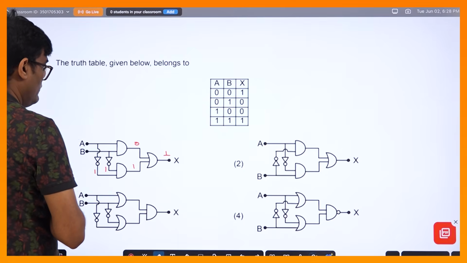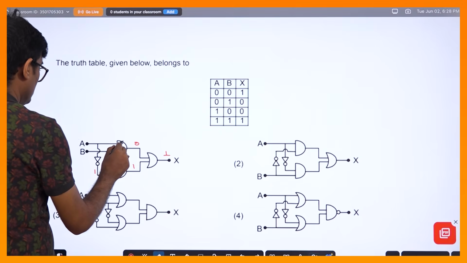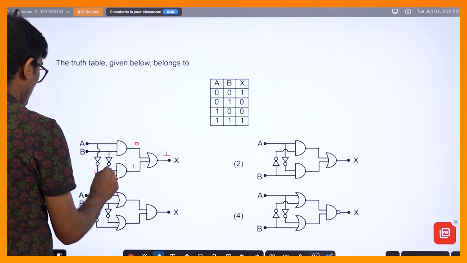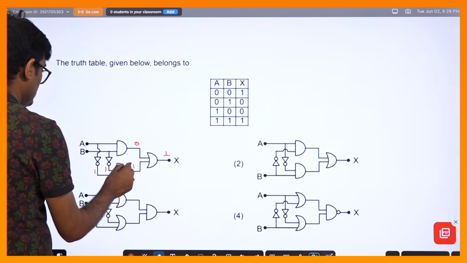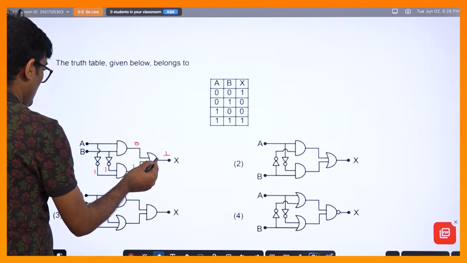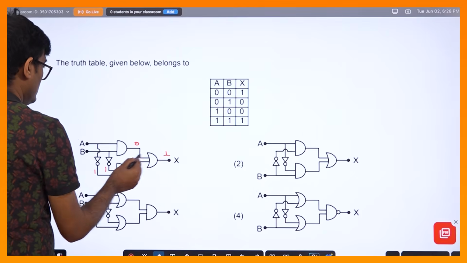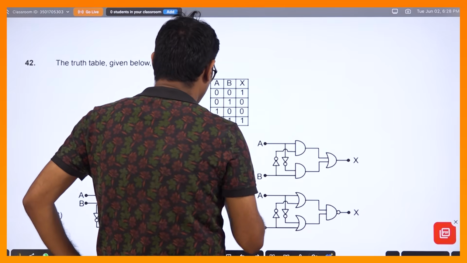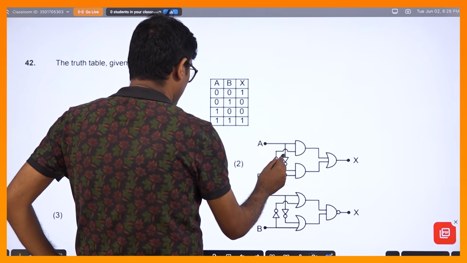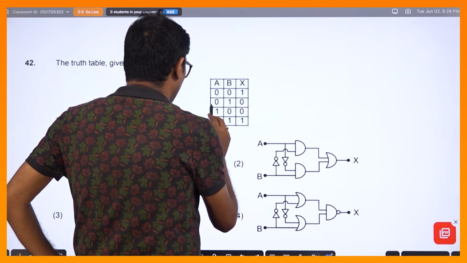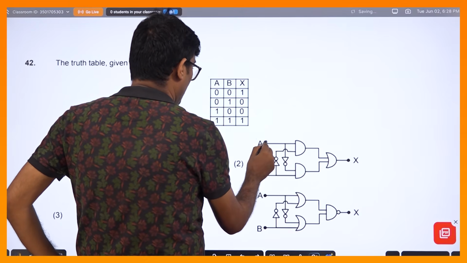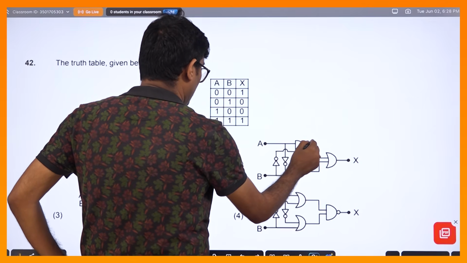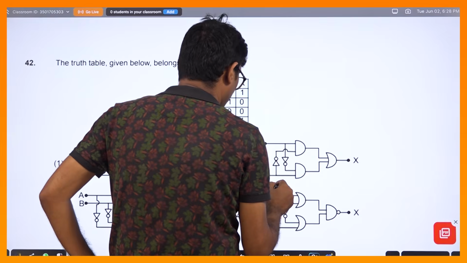1, 0, 0. Will it match? If it is 1, 0, then it is 1, and 1, 0 means it is 0. 1, 0 OR function is 1. So this is not matching this one, right? This one, is it matching? 1, 0, 0. If it is 1 and it is 0, so it is 1, 1. It is coming to be 1.